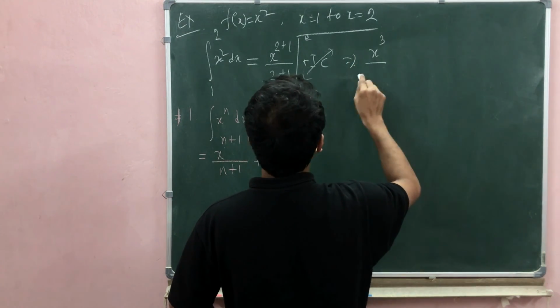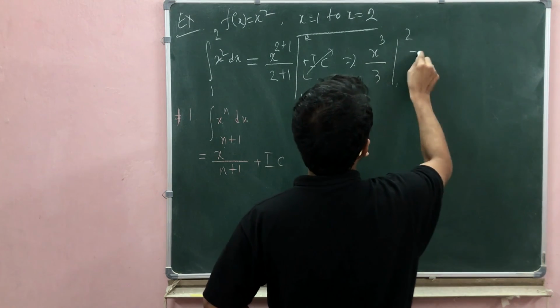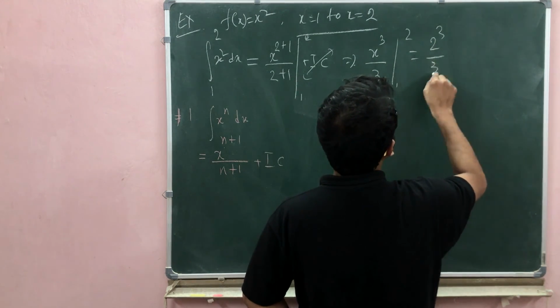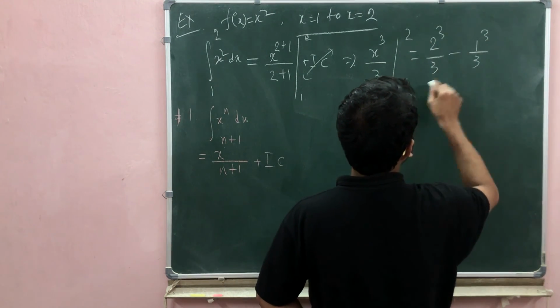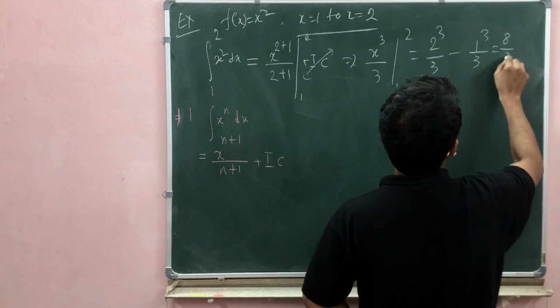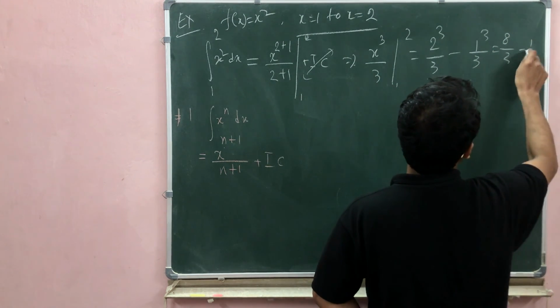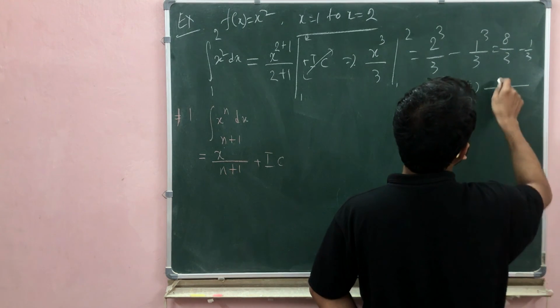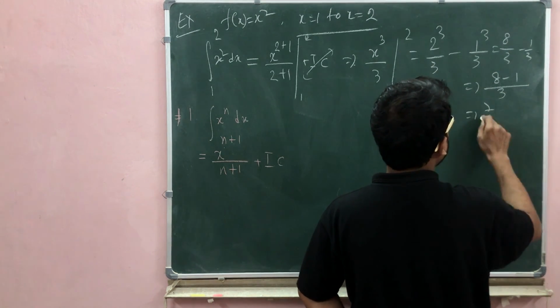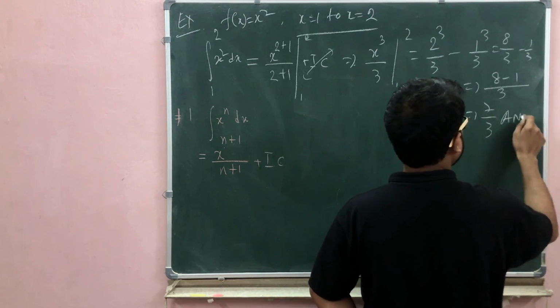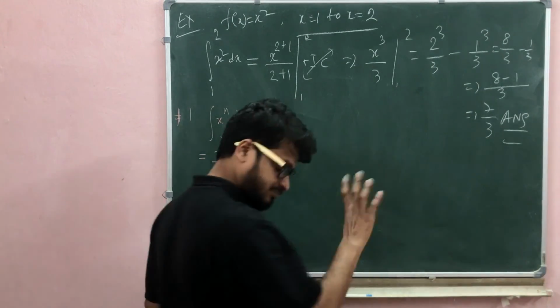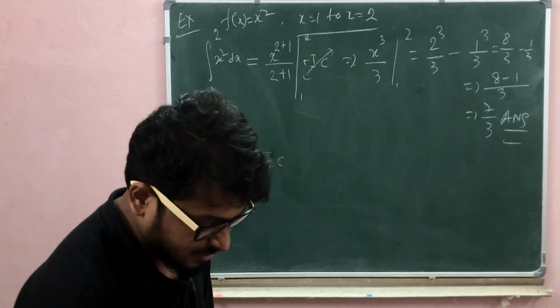We get x to the power 3 by 3 from 1 to 2, so 2 cube by 3 minus 1 cube by 3. Here 2 cube is equal to 8, so it is 8 by 3 minus 1 by 3. The LCM is 3, so 8 minus 1 is 7 by 3. That is the answer. Very easy, right?